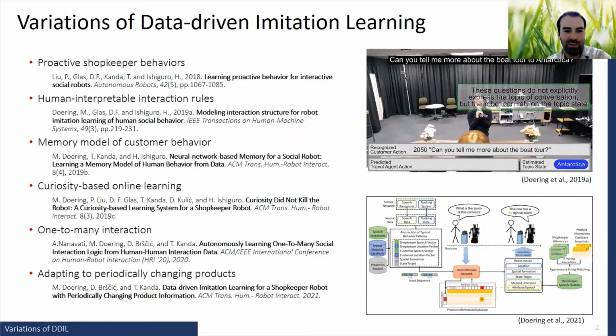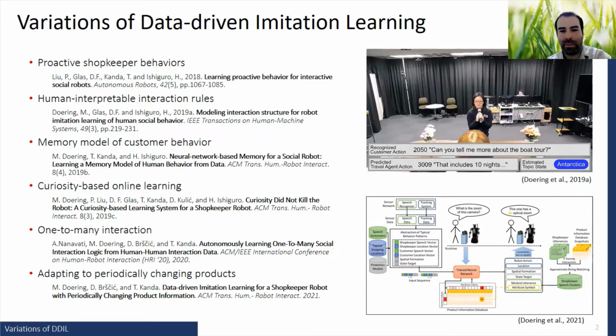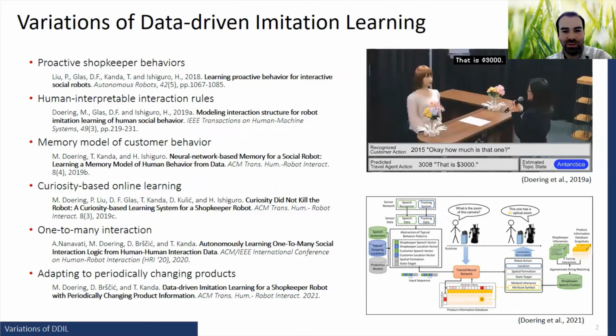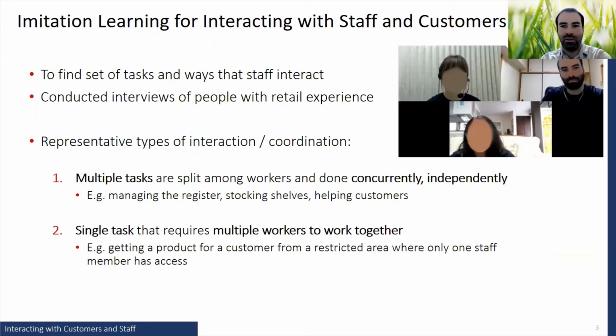We've done one-to-many interaction learning where a robot learns to interact with not just one customer, but many customers. And in our most recent work, we used imitation learning to adapt to periodically changing products based on the contents of a product information database. But all these previous works focus on robot interacting with only customers. And of course, robots will also have to interact with fellow human staff members.